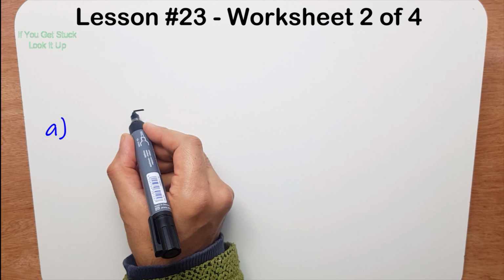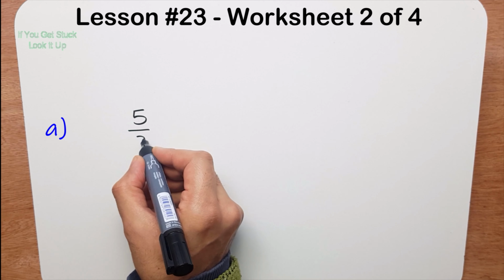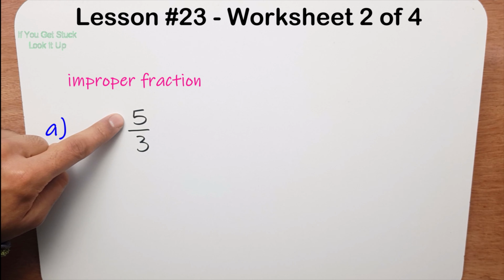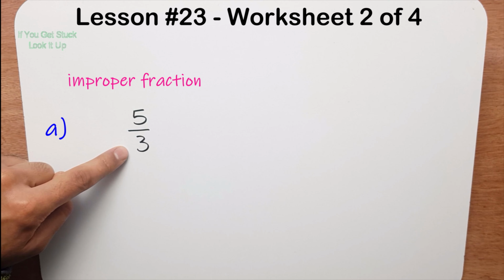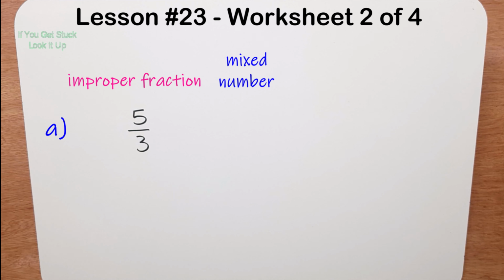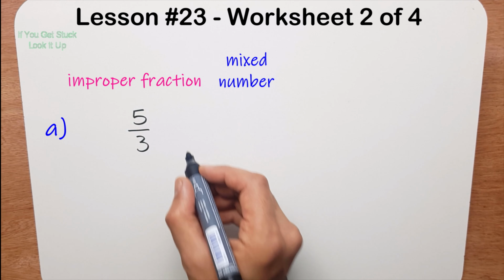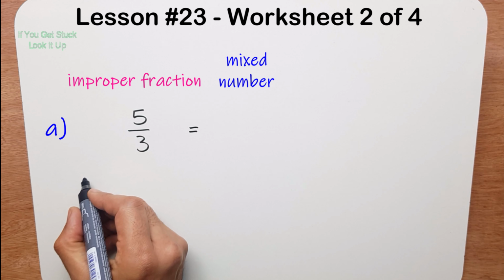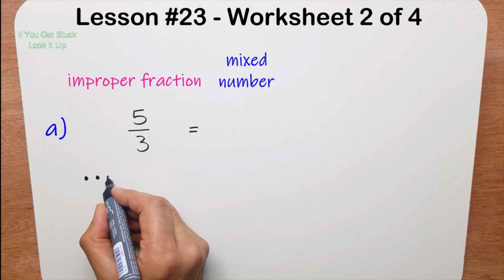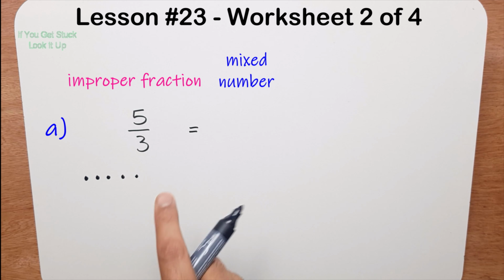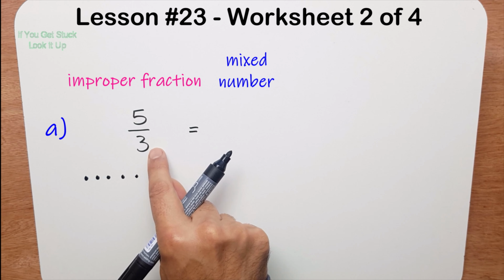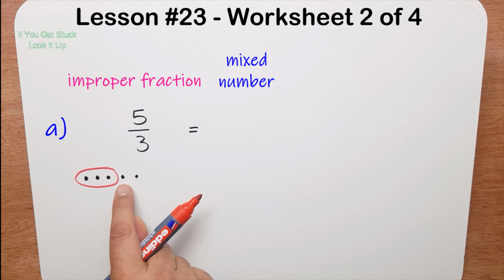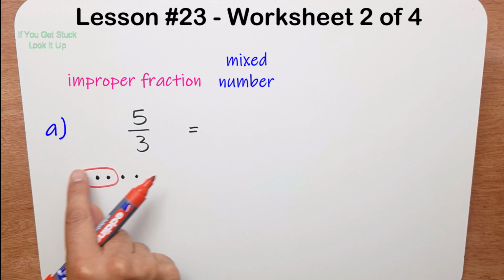The first fraction we've been given is 5/3. This is an improper fraction because the numerator is bigger than the denominator, and we need to turn it into a mixed number. Now, you can look at this as you have 5 pieces, and we need to put them into groups of 3. So we have one group of 3, and we don't have enough for another group.